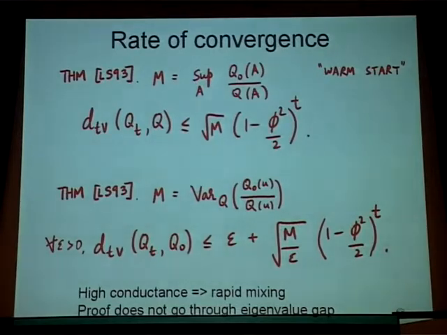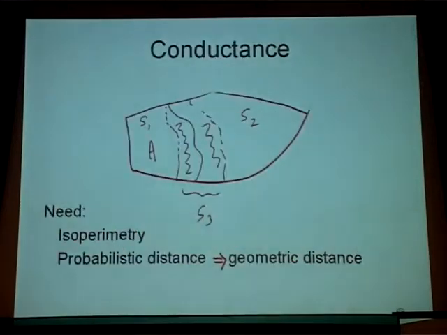So the proof of these inequalities, by the way, unlike classical Markov chain theory, does not go through what's called the spectral gap, for anyone who studied this. It actually is a direct proof relating the conductance to the convergence of the chain by Lovász and Simonovits. Okay, so how do we bound this conductance?